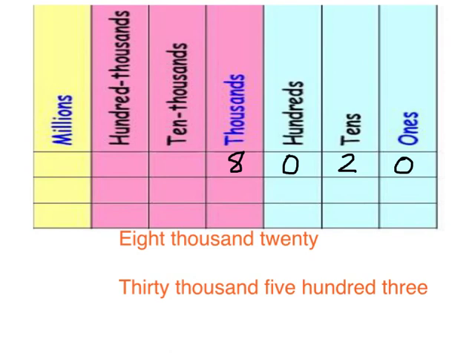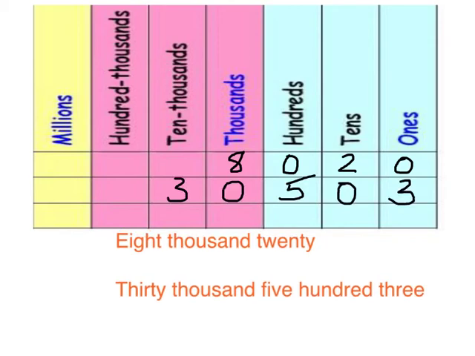Now try writing the number 30,503 in your place value chart. Pause the video, come back when you're ready. So 30,503 looks like this on your place value chart. 30,000 means 3 10,000s, so that's what we have. We have 500, and at the end here we have 3.